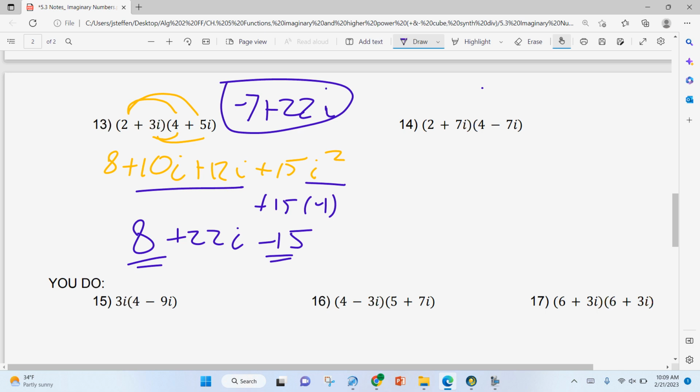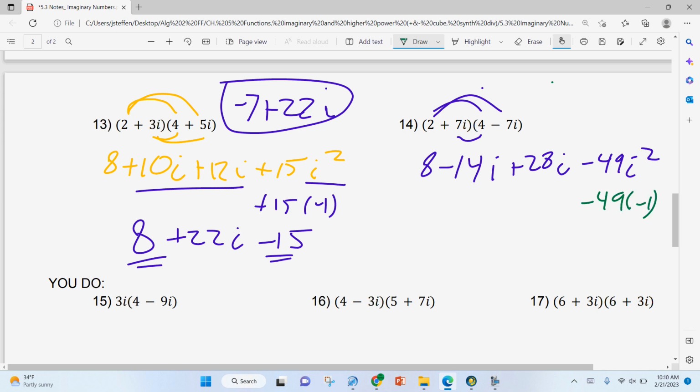Number 14, distribute 2 times 4, 2 times negative 7i, so that's 8 minus 14i. 7i times 4 is 28i. 7i times negative 7i is negative 49i squared. Now again, that i squared is negative 49 times negative 1, so that's plus 49. Negative 14 plus 28 is positive 14i, and we still have the 8.